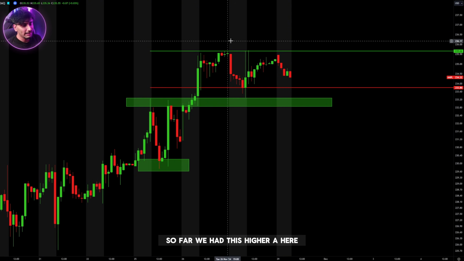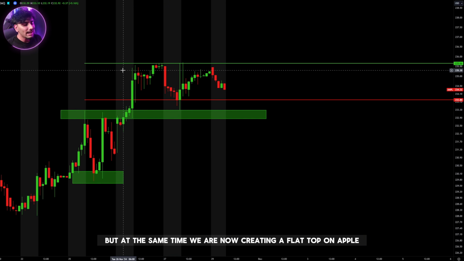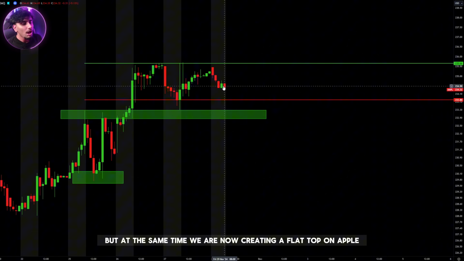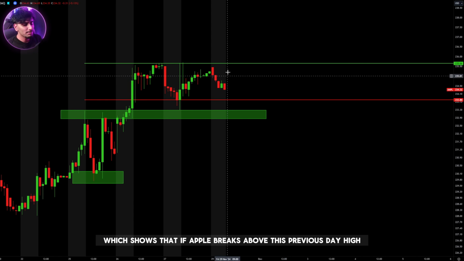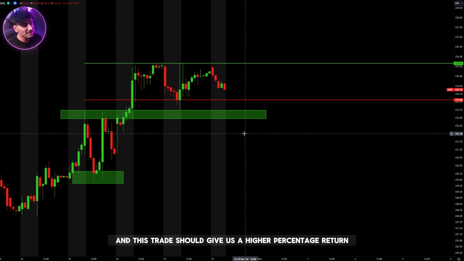We had this high right here, we came back for the retest, and we're still holding structure, but at the same time, we are now creating a flat top on Apple, which shows that if Apple breaks above this previous day high, we should have continuation into the day to actually look for a potential long position on this name, and this trade should give us a higher percentage return.